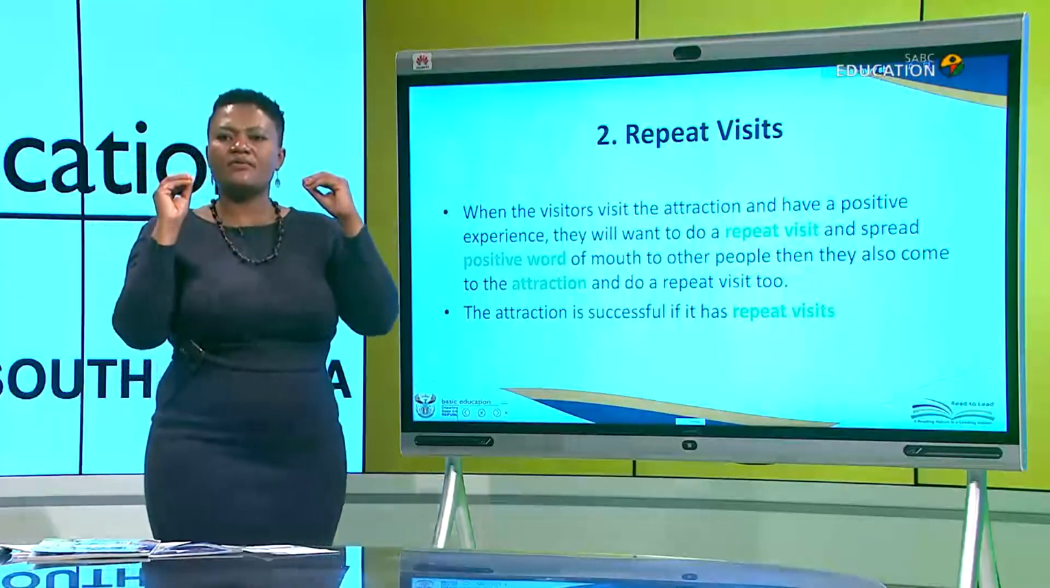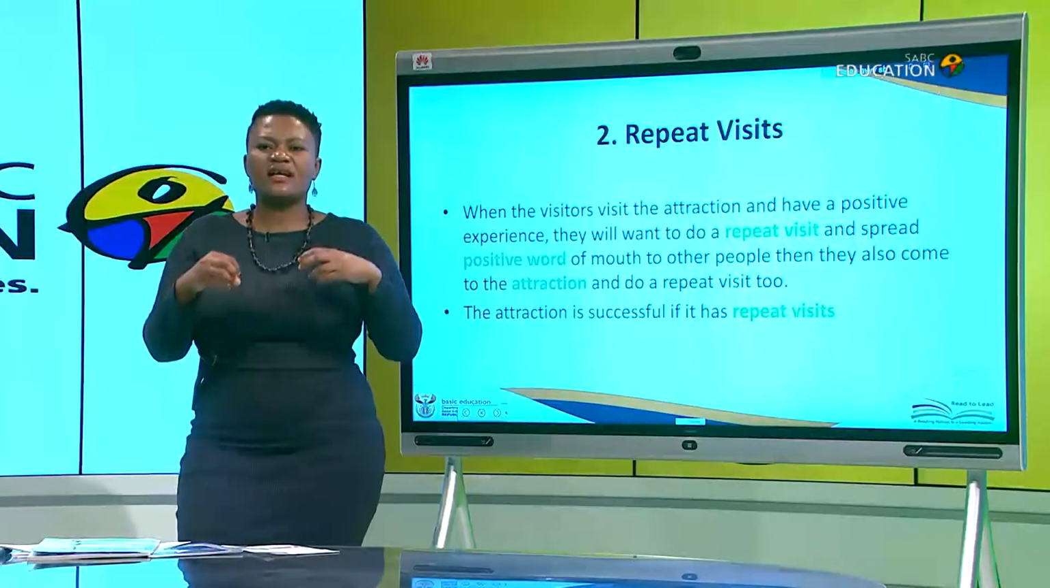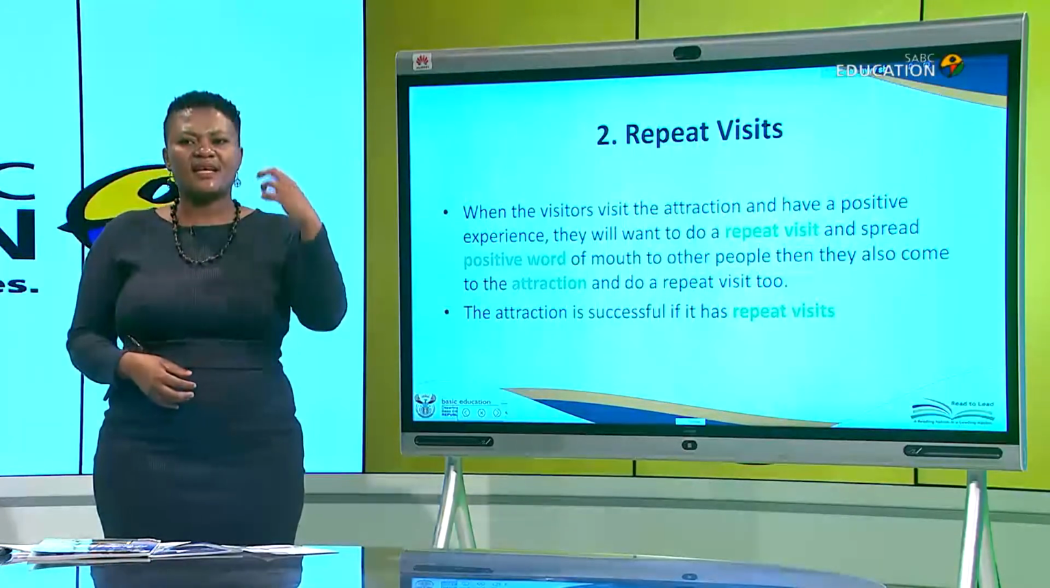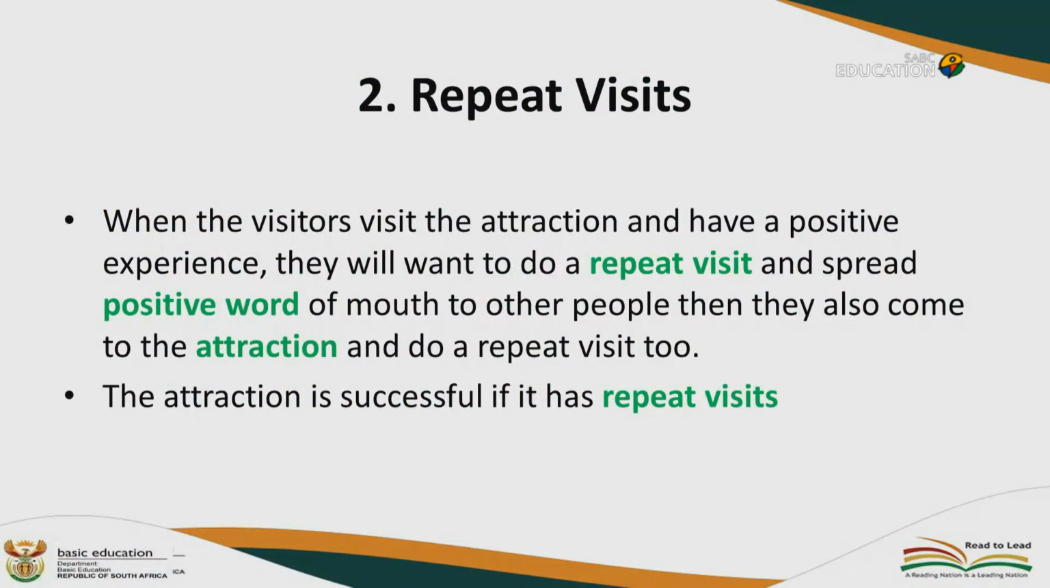The second characteristic that shows that an attraction is successful is when the visitors visit the attraction and have a positive visitor experience. They will want to do a repeat visit and spread the positive word of mouth to other people. Then they also come to the attraction and do a repeat visit too. So when you repeat a visit, you do it again and again and again. And when that happens, you know that your attraction is successful because you are having repeat visits. And repeat visits are created through a positive visitor experience.